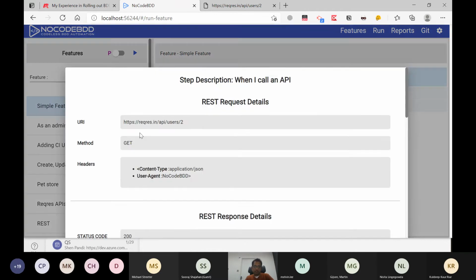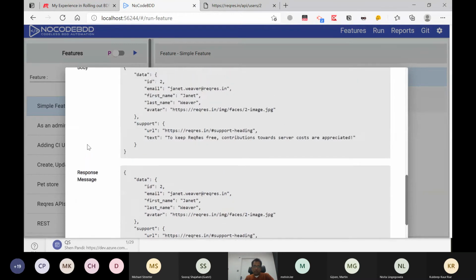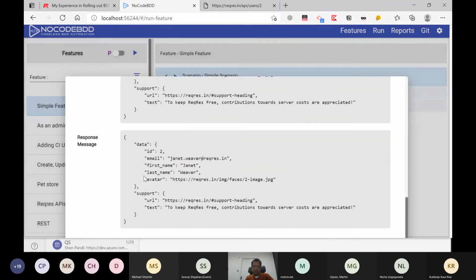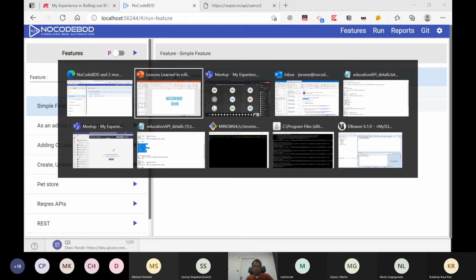And you can also see all the information that's been passed. It gives you a complete audit log of what you have sent, what you have received, the response message that's been received, all that information. You can pretty much automate anything. The things that you can't automate, you can still write code. So let's say you can automate 90%, 95% of your project, and if you have edge cases for the other 5%, you can still automate it. So that's the beauty of NoCodeBDD.